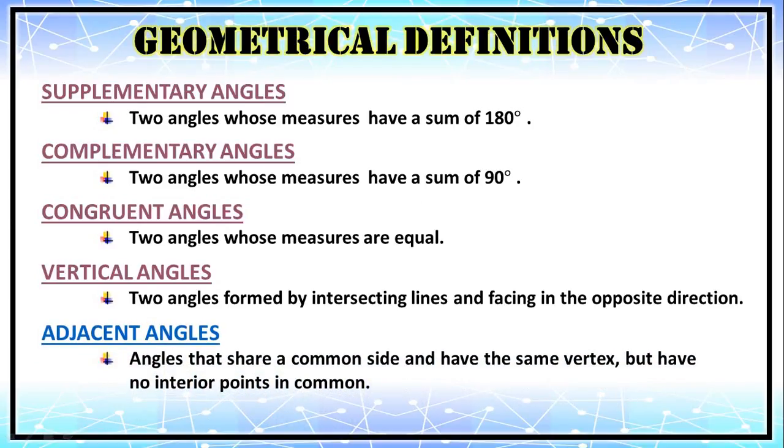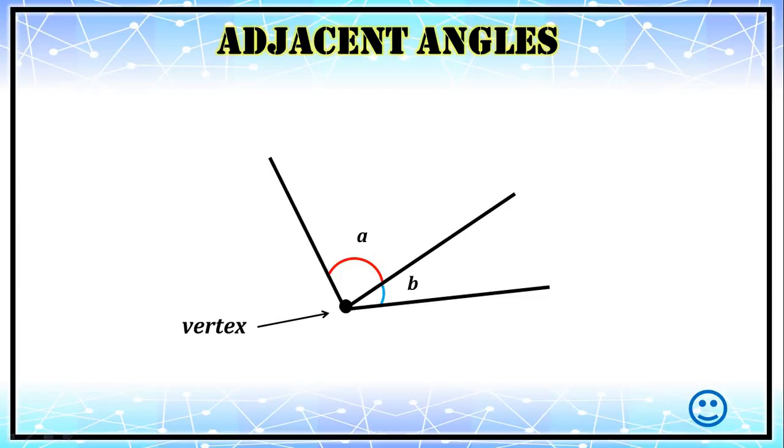Next we have adjacent angles. Adjacent angles are angles that share a common side and have the same vertex but have no interior points in common. Here is an illustration of adjacent angles. We have angle A and angle B. If we plot any point inside A, it will not be in angle B, and if we plot a point in B, it will not be in angle A. That is an example of adjacent angles. They are adjacent and they also share the same vertex. That is about adjacent angles.